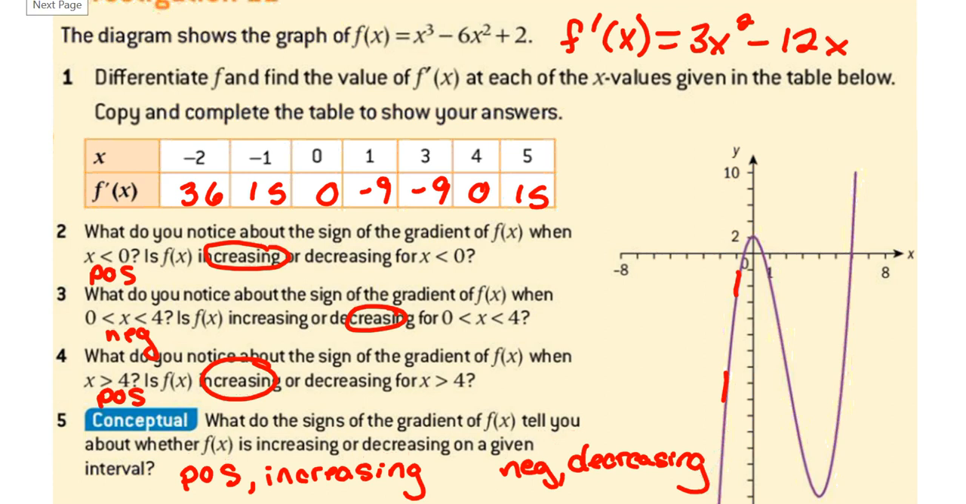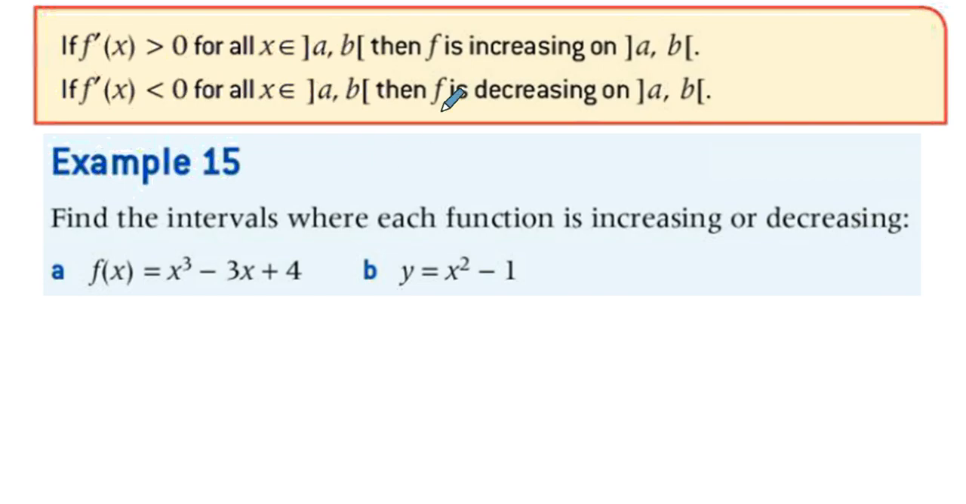Okay, flip the page. Notation here. If the derivative is greater than 0, so in other words, if my derivative is positive for all x in the element of, a backwards bracket, remember, means excludes it. We usually use a parenthesis, so that'd be parenthesis a, b parenthesis. And then f is increasing on that same interval from a to b.